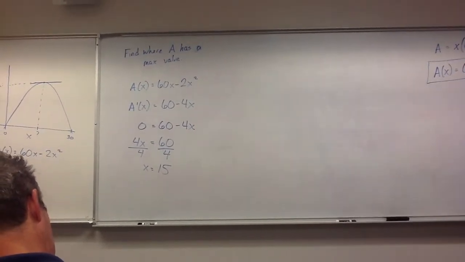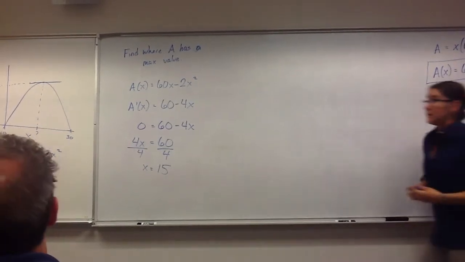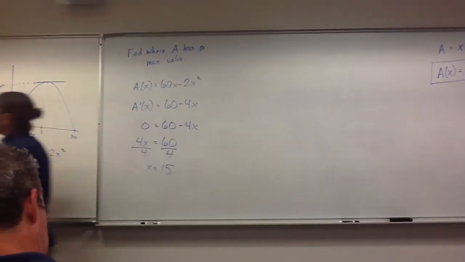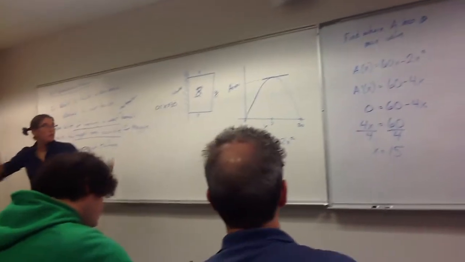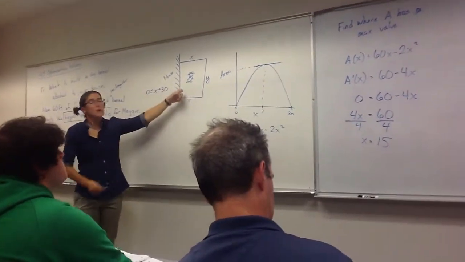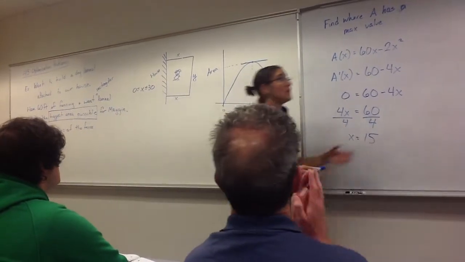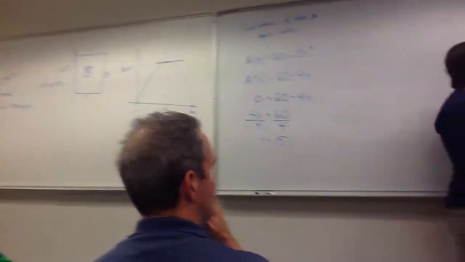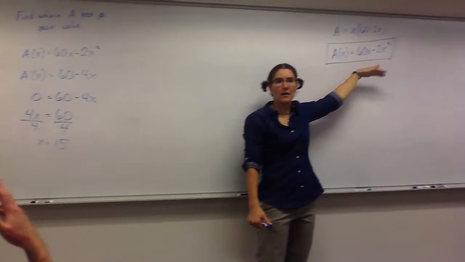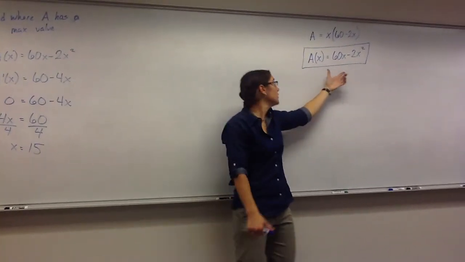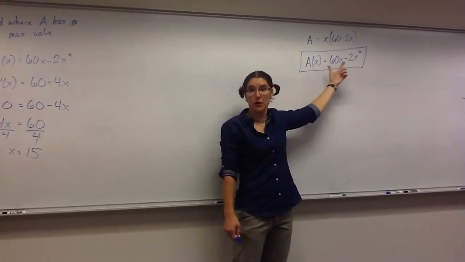Okay, so at this point, here's what we've done. We have read the question, we've drawn a picture. From this picture, we have written down a formula for area. We started with A equals x times y, and then we used an extra relation to eventually write area as a function of one variable.